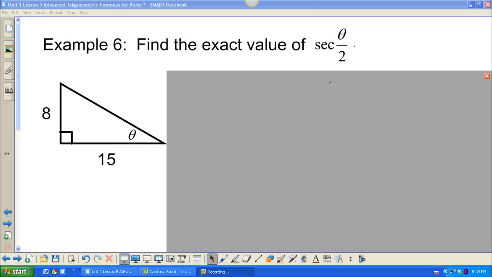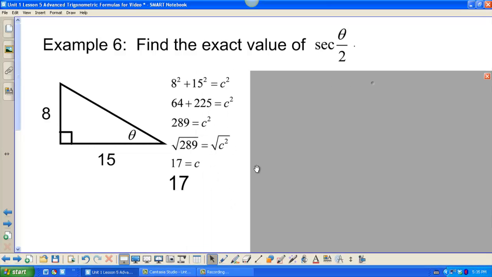Greetings and welcome to example 6, where we're going to find the exact value of the secant of the half angle. Recall from class that we are going to use information about the whole angle in order to determine the exact value of a half angle. So I have a triangle where we're referencing the whole angle theta, where the horizontal distance is 15 and the vertical is 8. In order to find the hypotenuse, I use Pythagorean theorem of 8 squared plus 15 squared equals c squared, and we end up with technically a plus or minus 17, but because it's a distance, we only need to use the positive 17.